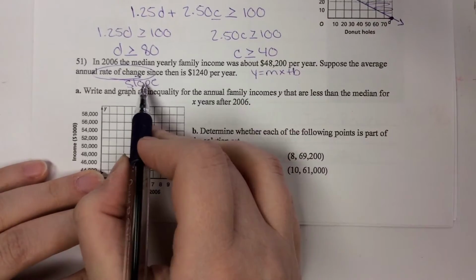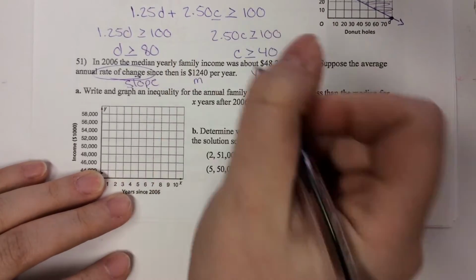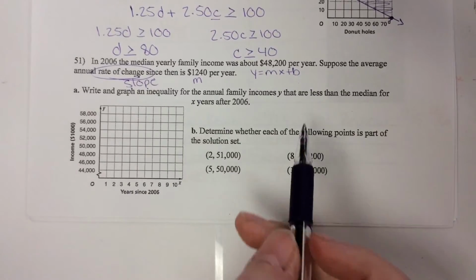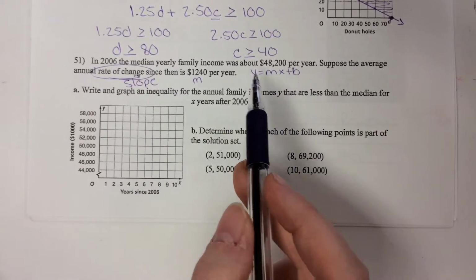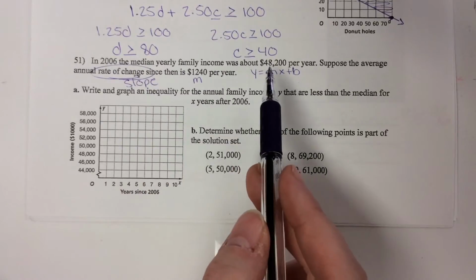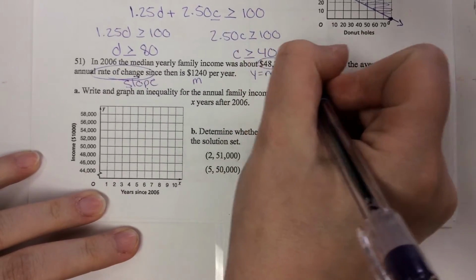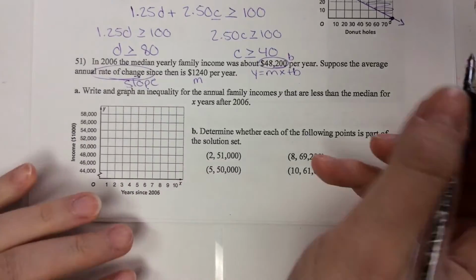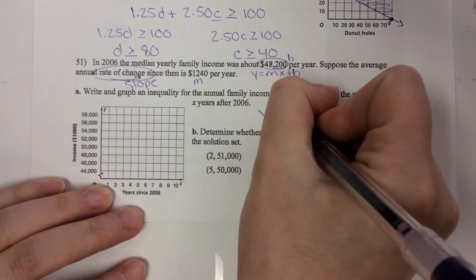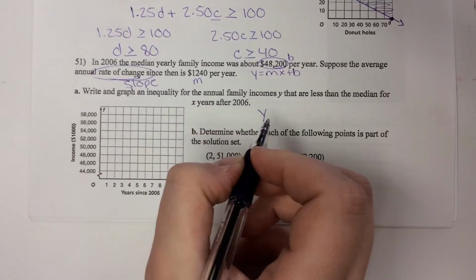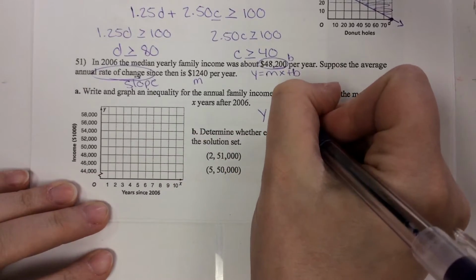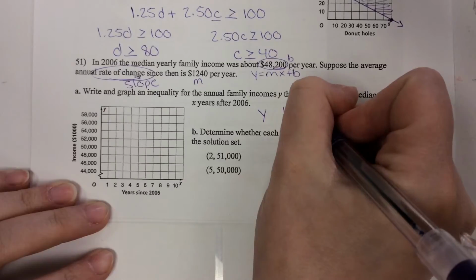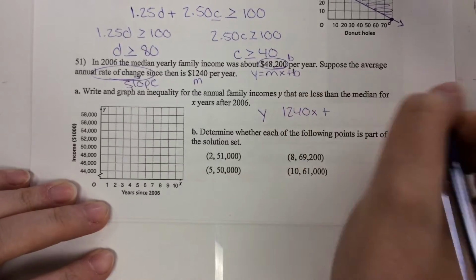Our slope is going to be this 1240, and b is the intercept, so basically where it started off, and in this year, 2006, it started off at 48,200, so that's going to be b. Now we need to just take those two numbers and plug them in so that we have an equation in slope-intercept form. So part A, write and graph an inequality. Y, not equals, we're talking inequality, so I'm going to skip that right now. M is 1,240 times x plus b, which is 48,200.